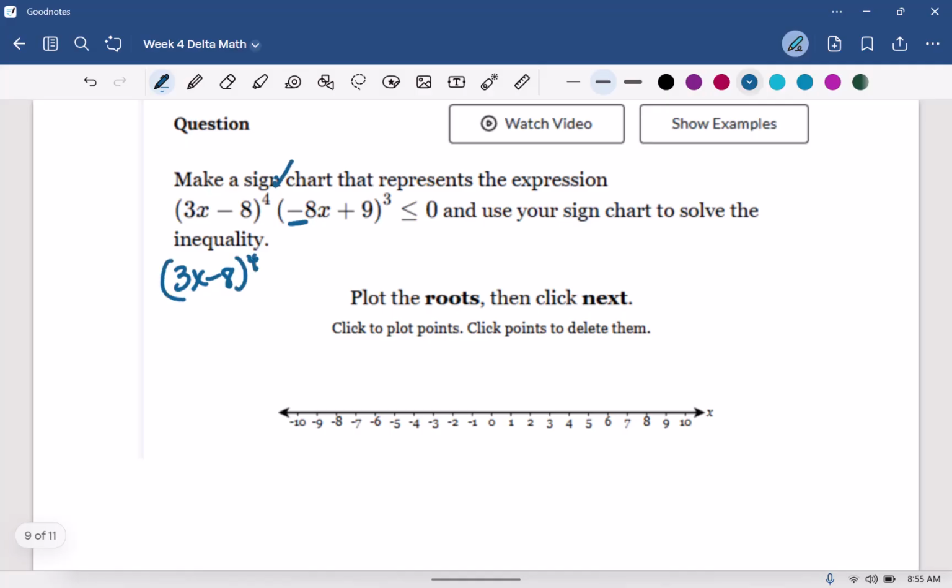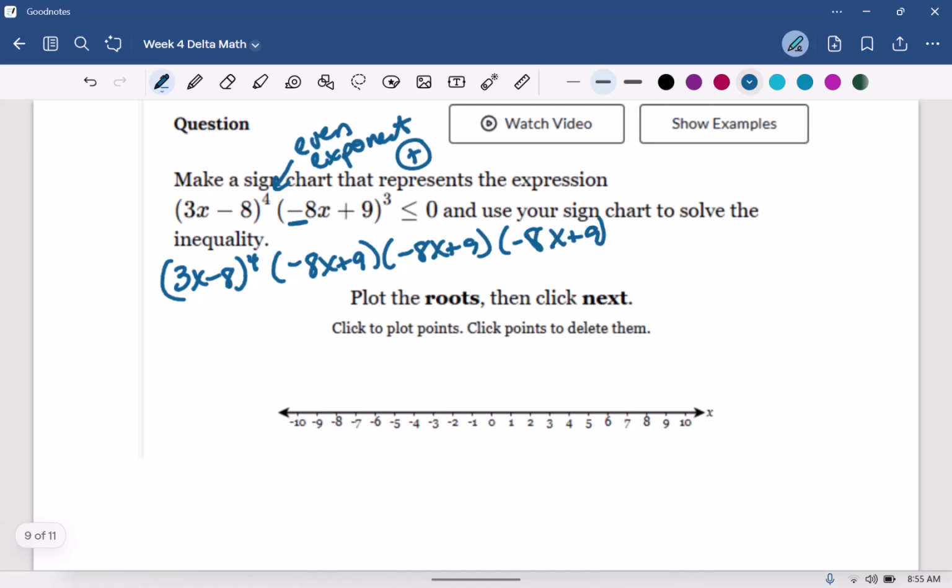If you have an even exponent, that makes the whole thing positive. Okay. And that negative, I don't like that. So I'm actually going to go ahead and write him out. Negative 8x plus 9, because I need to see what's going on. I'm going to take out a negative 1, 8x minus 9, to see what's happening, okay?